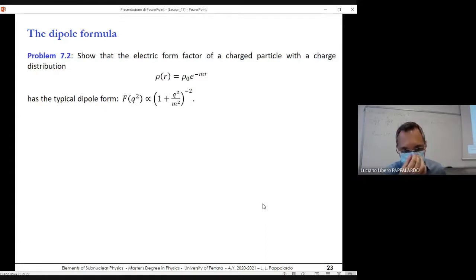Now, let's do this other exercise. Show that the electric form factor of a charged particle with a charge distribution given here has indeed the typical dipole form. Maybe this you can do yourself as an exercise.